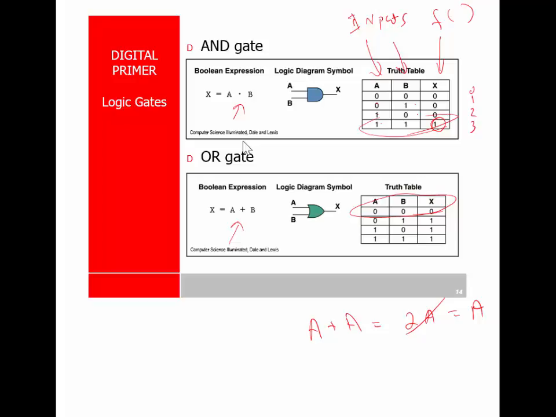Same thing with AND. A times A is not A squared. It's going to be just simply A right there. So it's not quite the same as addition and subtraction, but some of the same rules apply.